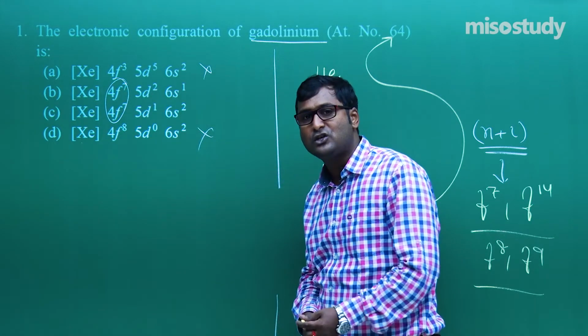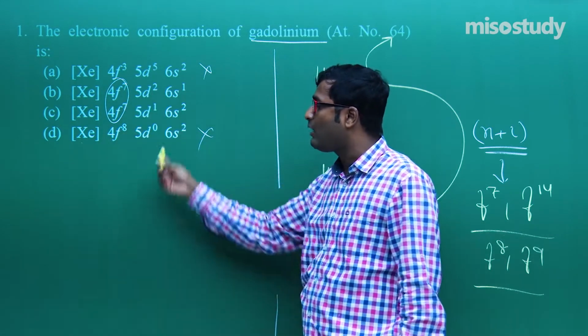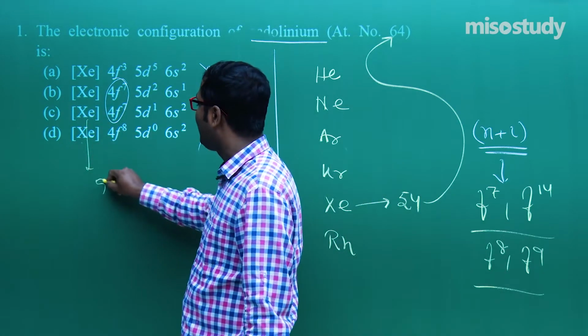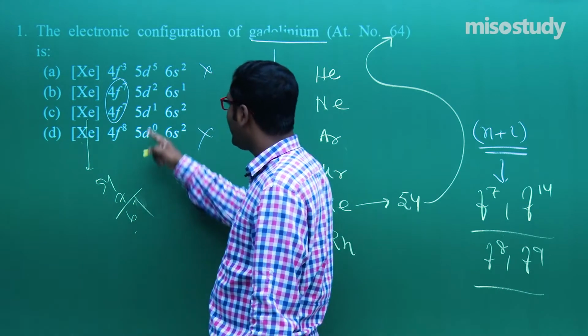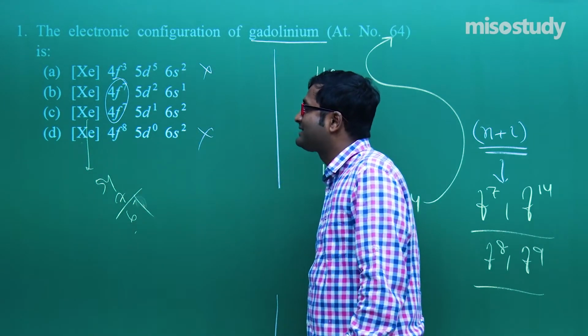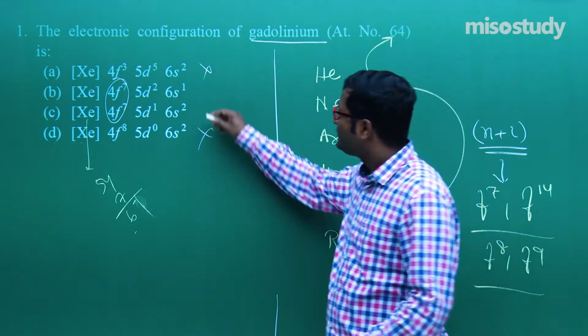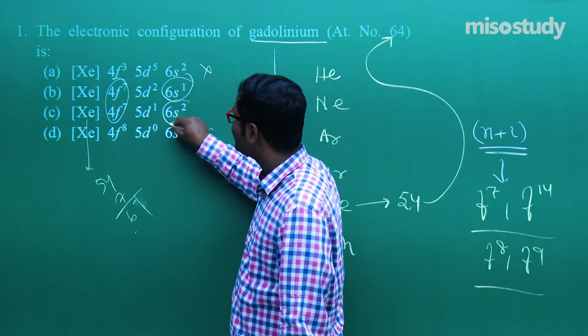Now compare which one is correct. That is 4f7. Now count the electrons. Here it is 54 plus 7, that is 61, plus 5d1 plus 6s2. Again, not 6s1, it is 6s2.